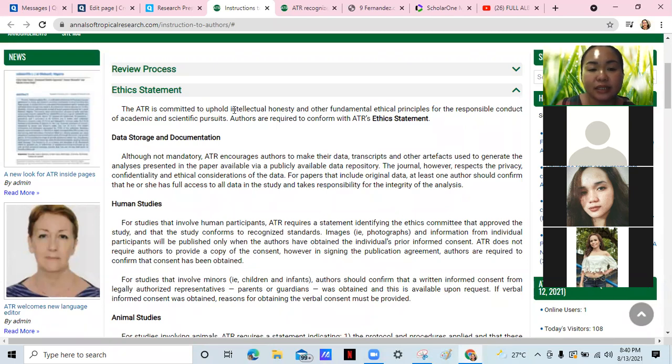So for instance, part of the ethics statement is to uphold intellectual honesty. Ibig sabihin, the research was conducted with all honesty. You did not fabricate it, and the data are not fake, no? And also considering fundamental ethical principles for the responsible conduct of academic and scientific pursuit, authors are to conform with the ethics statement. So another one is data storage and documentation.